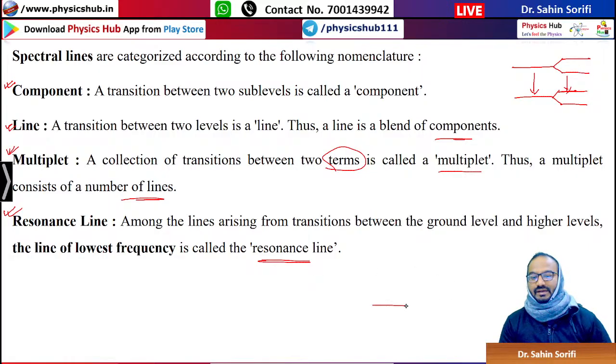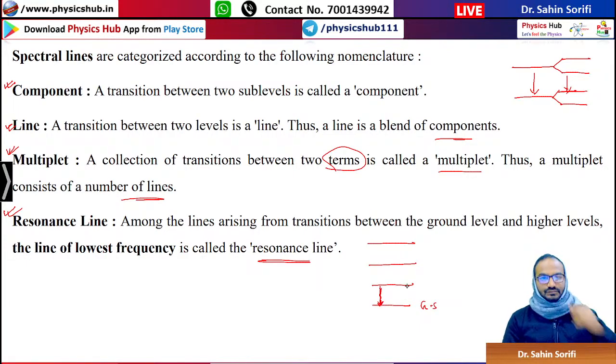Okay, so let's say you have the ground state and you have the higher states. Which one will be the lowest frequency? Lowest frequency means the energy gap is minimum, so obviously this one will be the resonance line. Okay.